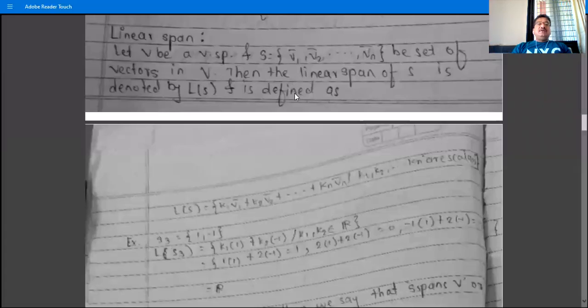Next topic is linear span. Let V be a vector space and S be the set {v1, v2, ..., vn} of vectors in V. That is, these v1, v2, ..., vn are the elements of this vector space V. Then the linear span of S is denoted by L(S).